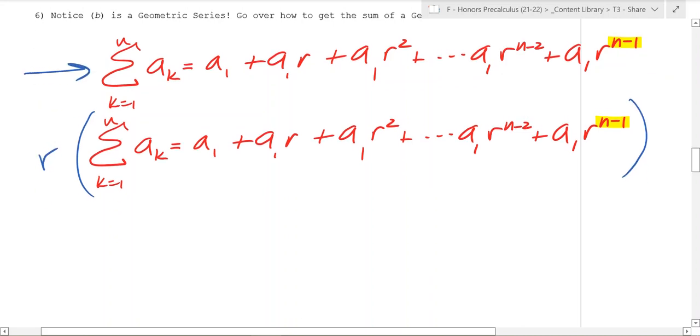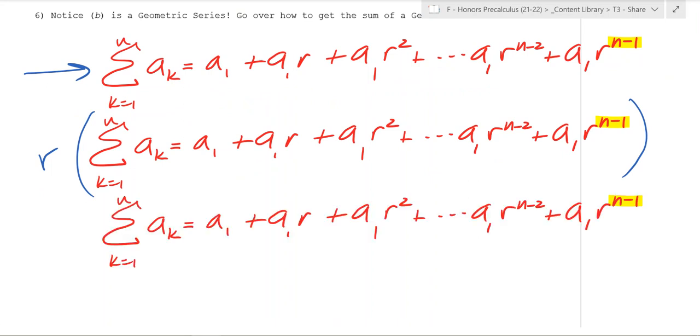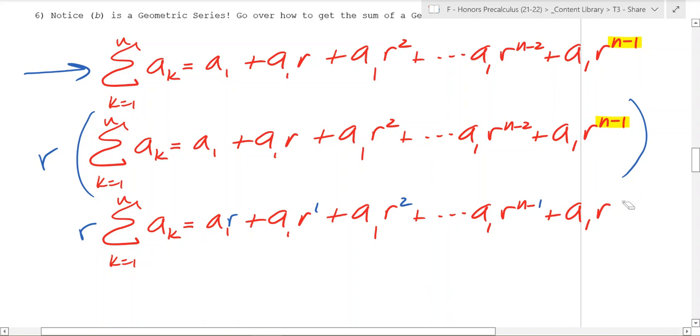What do you end up with in that case? Well, you end up with all of these r's going up by 1 power. So you end up with this r sitting out here, but then this becomes r to the 1, this becomes r to the 2, and then it goes all the way up to n-1, and then this goes up to just n right here. You add 1 to all the powers. And what you then do is subtract that line from this original line.